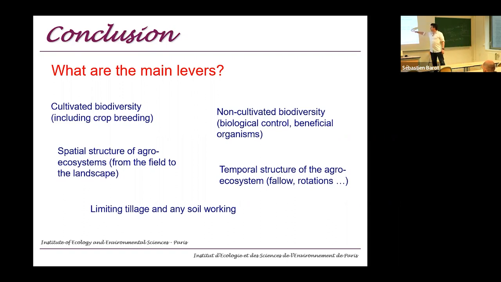But in a general way, rotations are important. Rotation is the fact that you're not growing the same crop each year. So it's important to think about this rotation as a way to also increase biodiversity. And the last point is to really think about your soil, to maintain soil fertility. And one thing is to decrease tillage and decrease all the work you're doing to the soil.